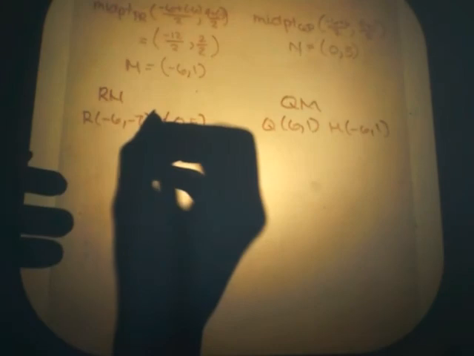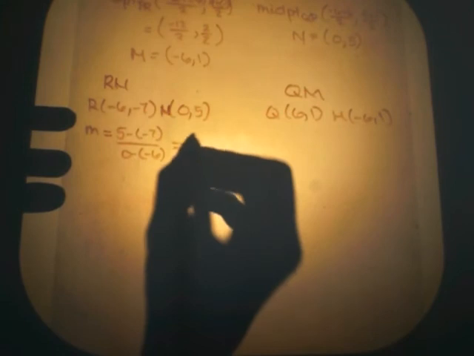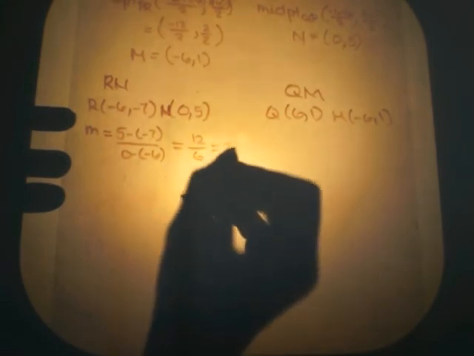So when I find the equation of my line, I now have 2 points, just like I did for the first example, the second example from the last video. I had 2 points and I want to find the equation of a line. So for RN, first thing I have to do is find my slope. So slope is 5 minus -7, subtract the y's, over 0 minus -6, subtract your x's, and I get 12 over 6, which is the same as 2. So that's my first slope.